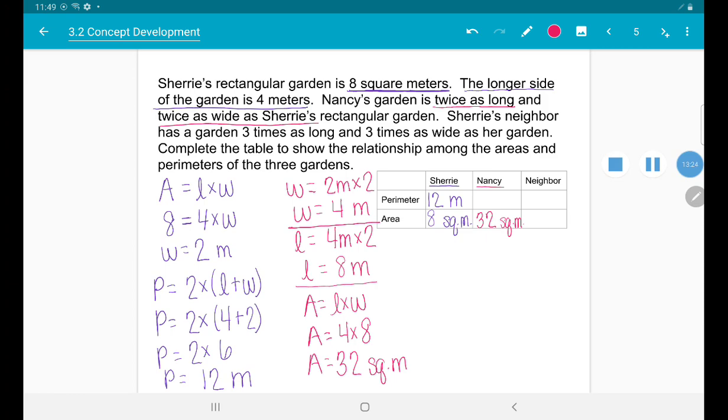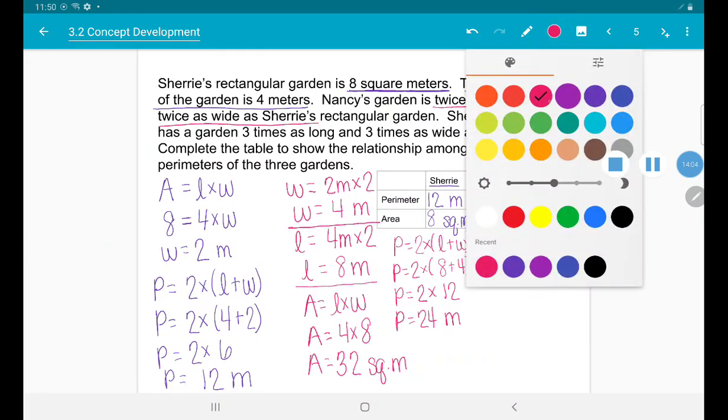Okay, now I need to find the perimeter of Nancy's garden. Perimeter equals 2 times the length plus the width. The length is 8 plus the width is 4. 2 times 8 plus 4 is 12. And 2 times 12 is 24. So Nancy's garden has a perimeter of 24 meters.